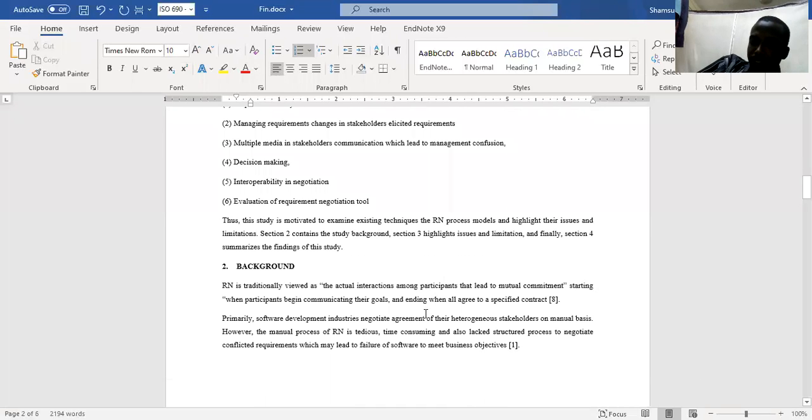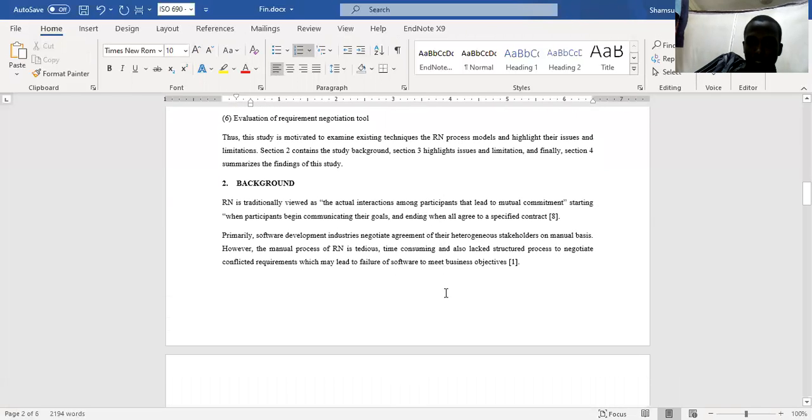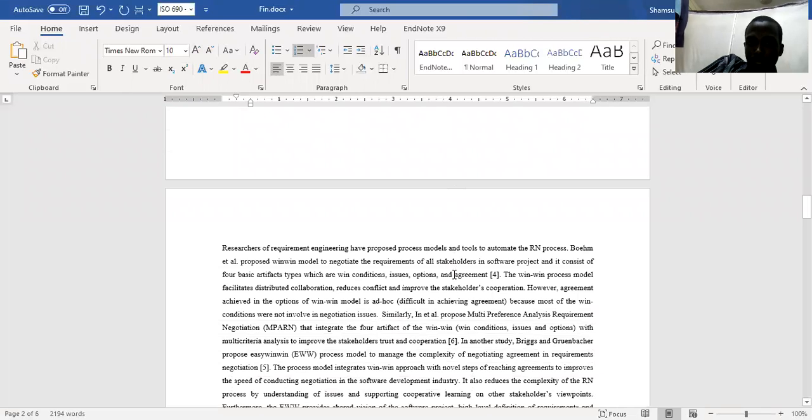Traditionally, manual processes have been used by the software industry to negotiate requirements of the stakeholders. So this manual negotiation is tedious, time-consuming, and lacks a structured process. This leads to the proposal of requirement negotiation process models to automate the requirement negotiation process.